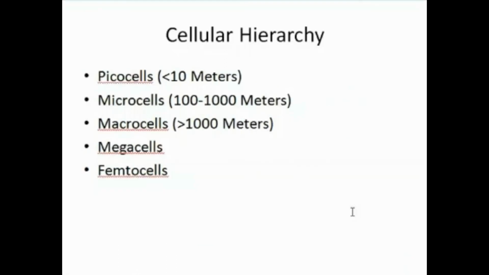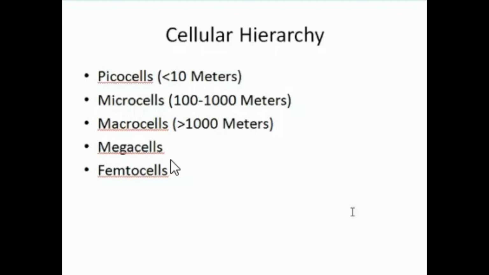So, before understanding frequency reuse and frequency number, let us understand cellular hierarchy. First, picocells. The cells whose diameter is less than 10 meters are known as picocells. Second, microcells. The cells with diameter ranging from 100 to 1000 meters are known as microcells. Third, macrocells. The cells with diameter greater than 1000 meters are known as macrocells.